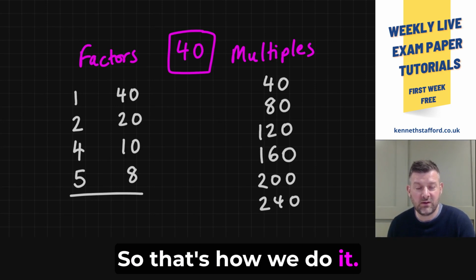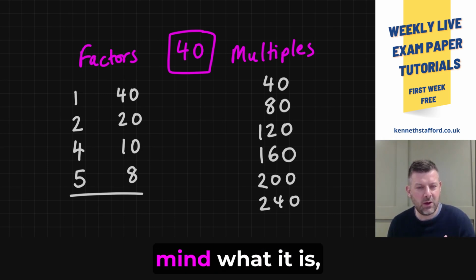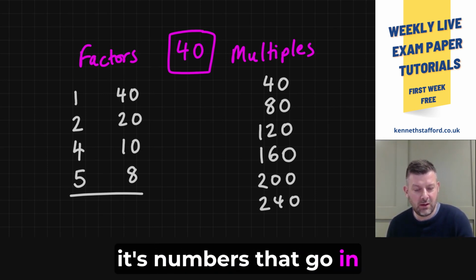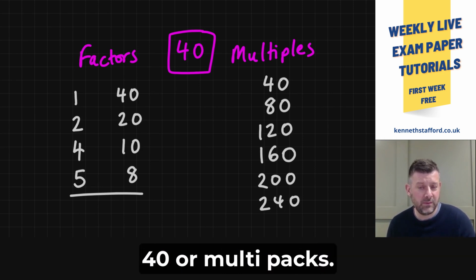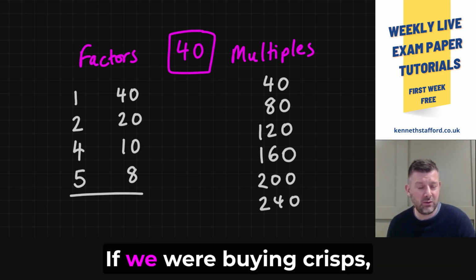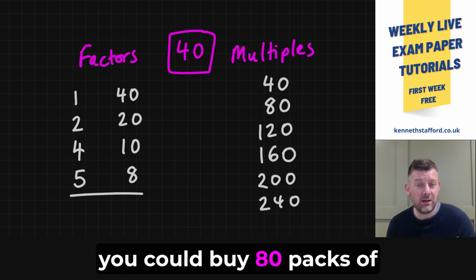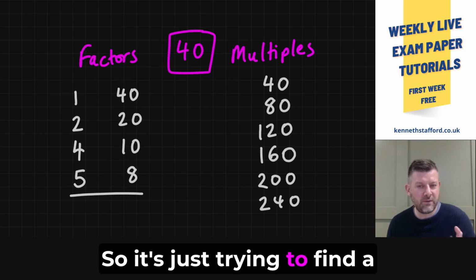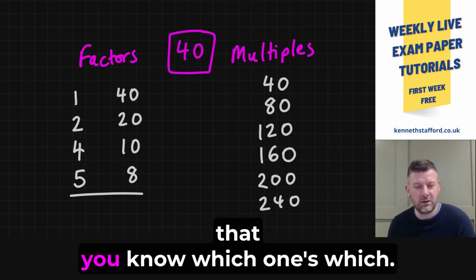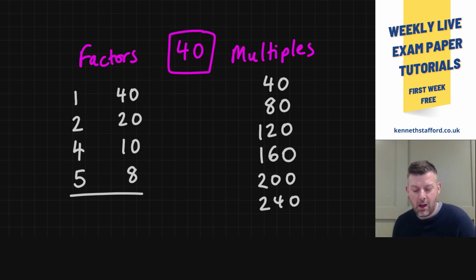So that's how we do it. The important thing really is, what is a factor? Trying to get it in your mind what it is. It's numbers that go in. Multiples is like multiplying 40, or multi-packs if we were buying crisps in a multi-pack of 40. You could buy 80 packs of crisps, 120 packs of crisps. So it's just trying to find a way to link it in your mind so that you know which one's which. It's probably the most important thing there.